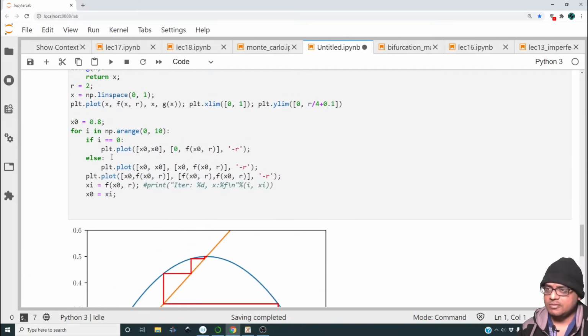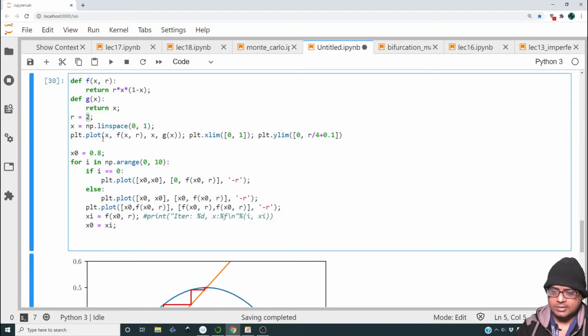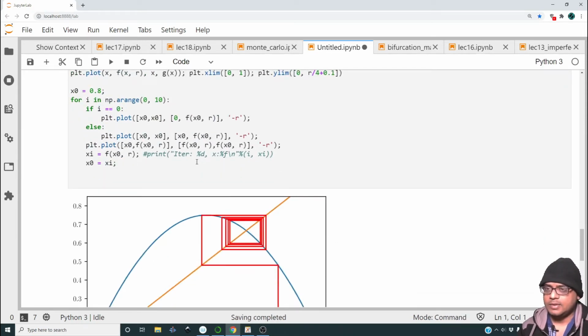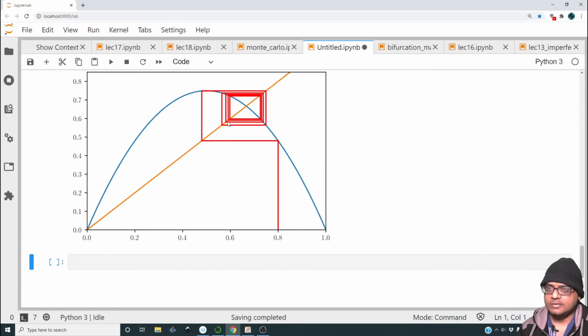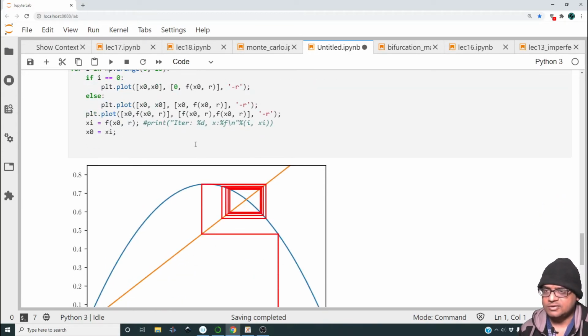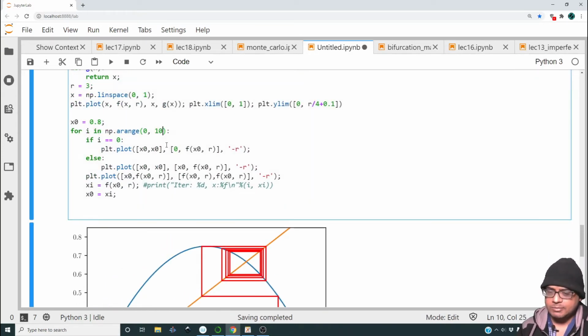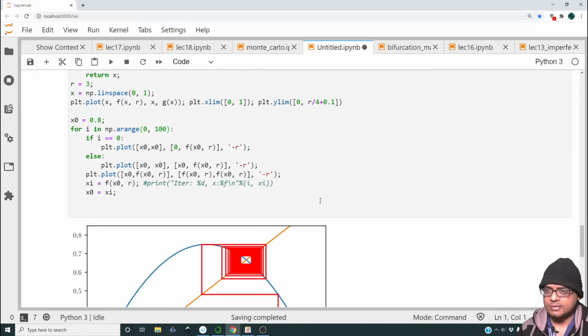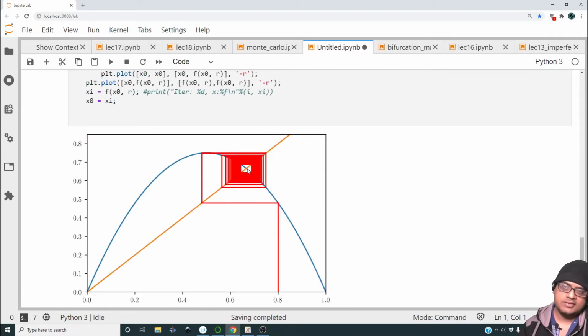Let me increase the value of r. Let me make it 3. Now what happens? Look at this. So when r equal to 3, it seems to converge, but it may take a huge amount of iterations to converge. Okay, it's still not converged. Let me take 100 iterations. It's still not converged. So why is this happening?